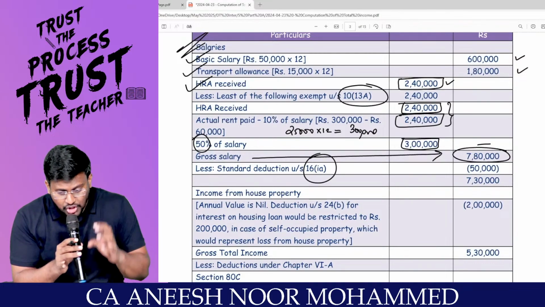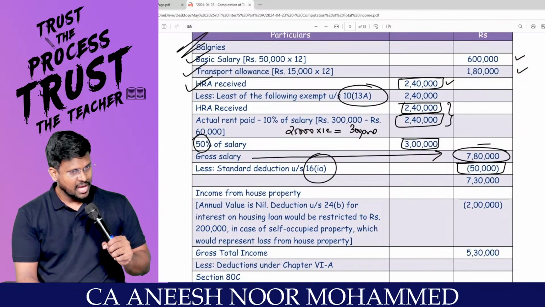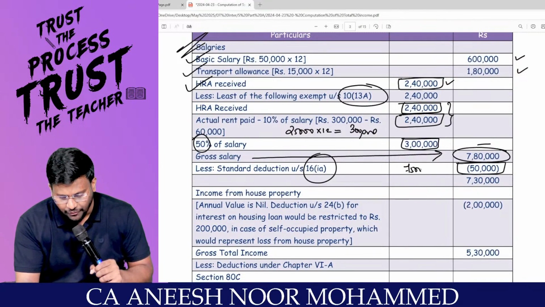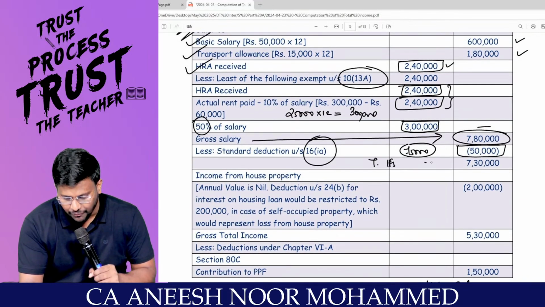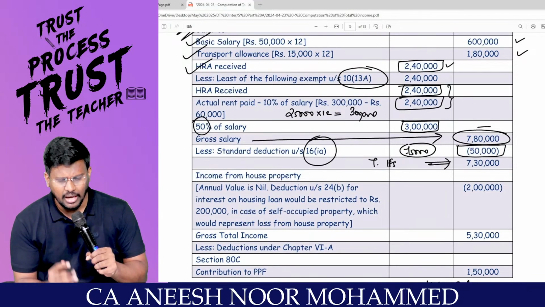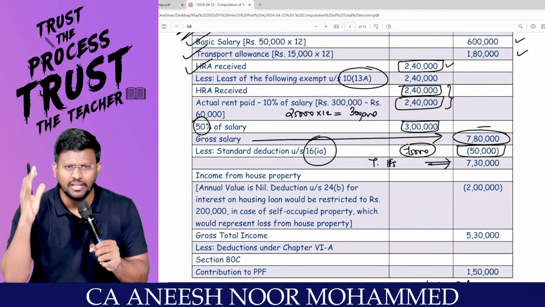Under the optional tax regime, we are entitled to claim only 50,000. Under the default tax regime, you can claim 75,000. Am I right? You will get taxable income from salary of 7,30,000. 7 lakh and 30,000. Are you really with me? That's it. The first head, income from salary, done.